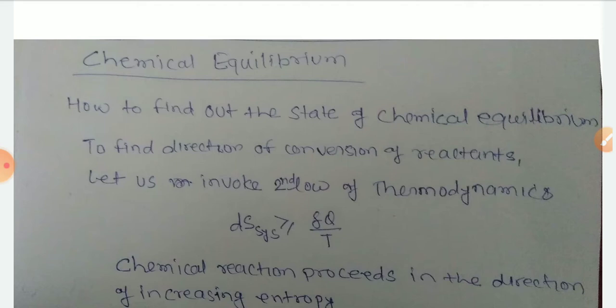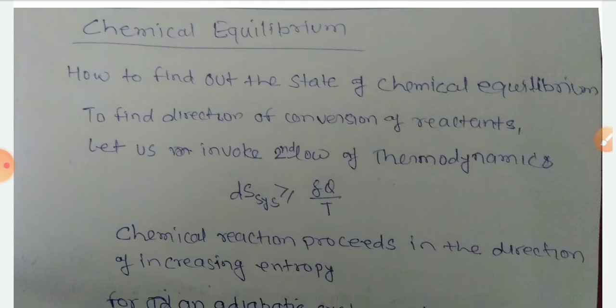And we know the second law of thermodynamics: for a system, the change in entropy will be greater than or equal to dq by T. For a reversible process, dS equals 0, and that is the principle known as the increase in entropy principle. That means the chemical reaction will proceed in the direction of increasing entropy. If it is decreasing, then it will not proceed. So we know that the second law of thermodynamics gives the direction.